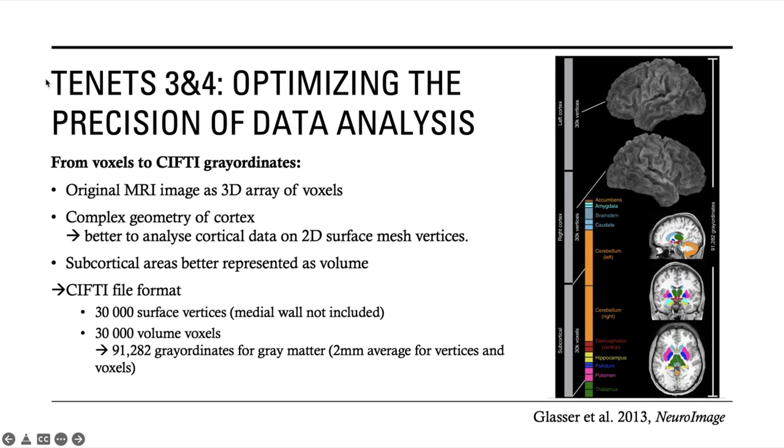Yeah, and here is the common coordinate framework with the CIFTI grayordinates, so the brain ordinates, and it's kind of a way to represent the complex geometry of the cortex in a 2D surface for the cortical surface and the subcortical areas in a volume. And therefore, a CIFTI file format is proposed that lists values for 60,000 surface vertices, so 30K vertices per hemisphere, and over 30K volume voxels, which make up around 100K grayordinates for gray matter, which can be described in this data format.